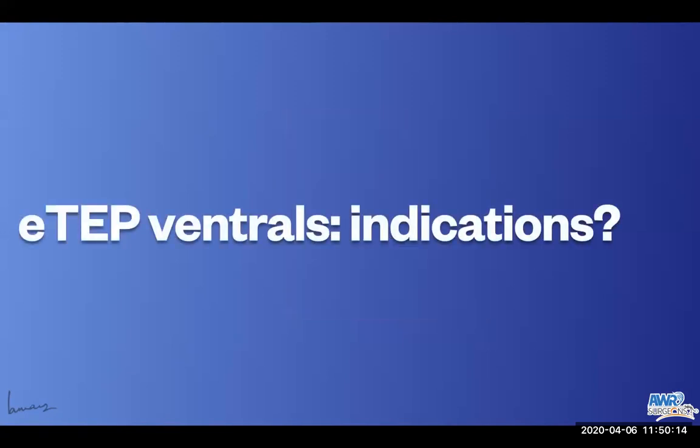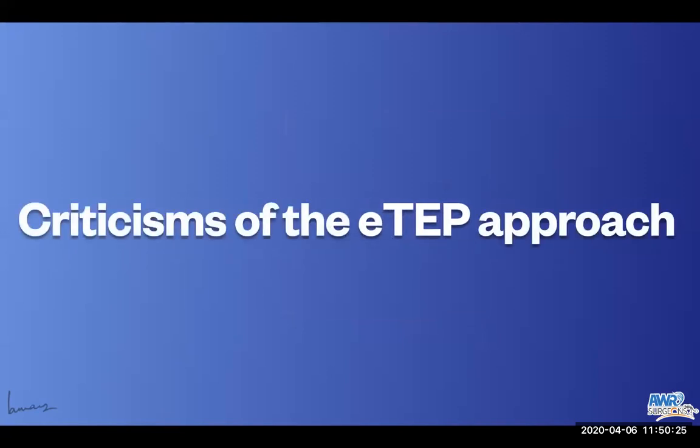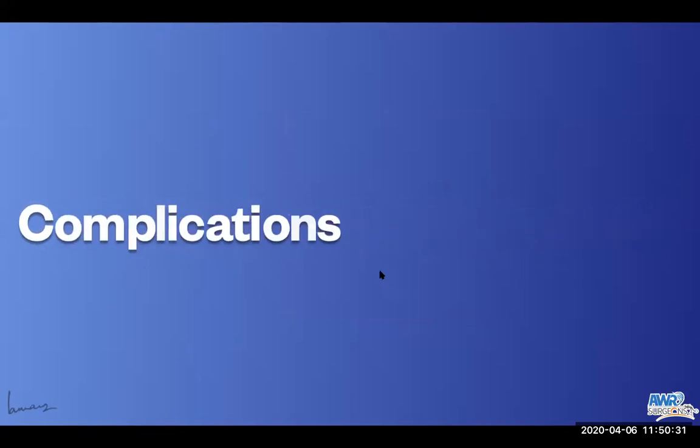So you may have many thoughts. You may have many questions about this subject. So you may ask, what are the indications? When would you do eTEP for ventral hernias? What are the cases where you would not do eTEP ventrals? What are the problems? There are plenty of critiques for the eTEP approach. What are the complications? Don't you have complications when you do eTEP ventrals?